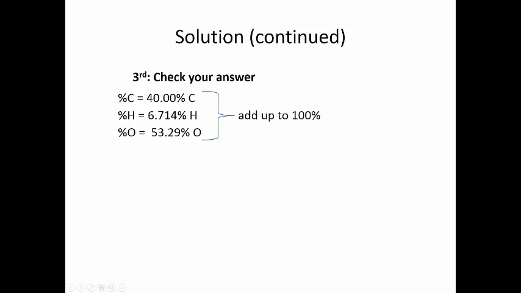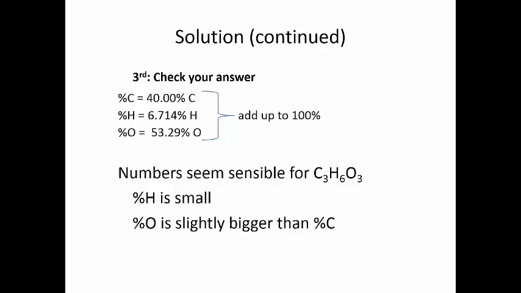Okay, so these numbers do seem sensible. Another thing to look for: hydrogen is very small compared to the other elements, so we would often expect this to be a very, very small number. We have the same amount of oxygen as carbon in the formula, but the oxygen mass is a little bit larger. That makes sense because oxygen has a somewhat larger molar mass. So this is how we convert from the empirical formula to the percent composition.